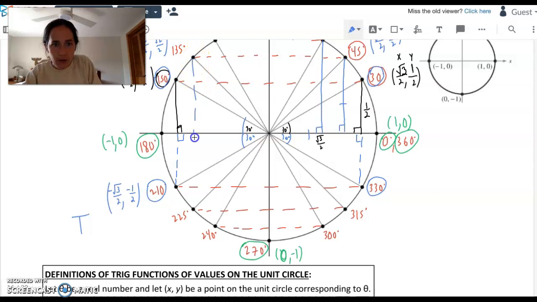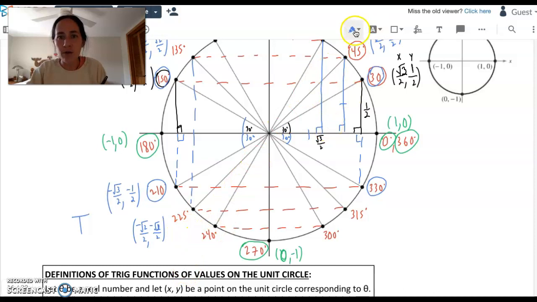Let's link 135 degrees to 225. 225 also has a 45-degree reference angle. So let's use negative square root of 2 over 2 and negative square root of 2 over 2 for those coordinates. Sorry, that's a little bit sloppy.